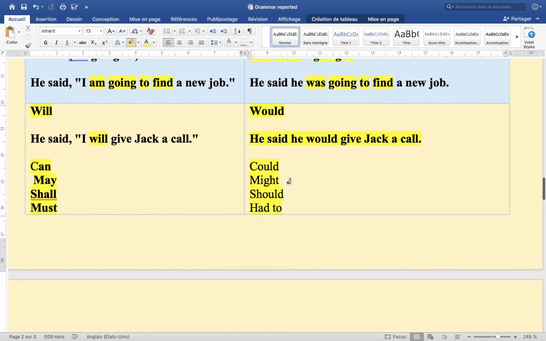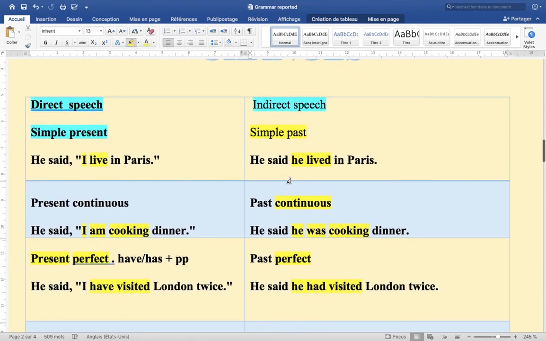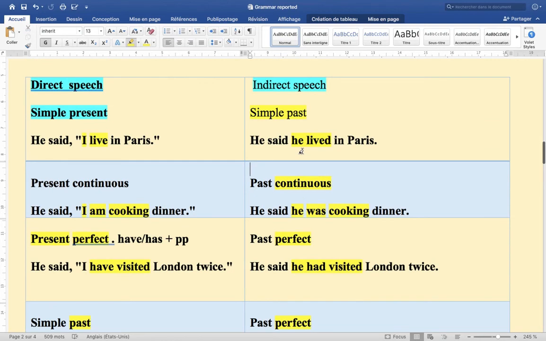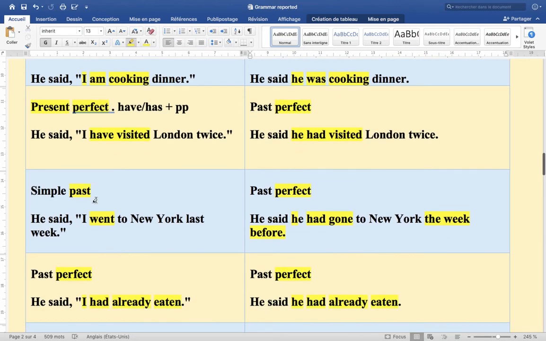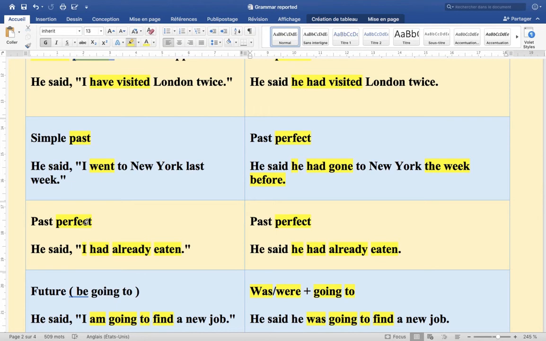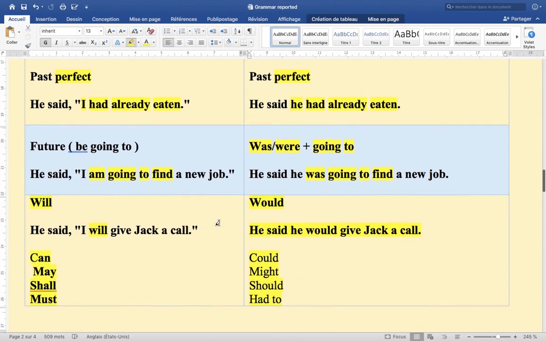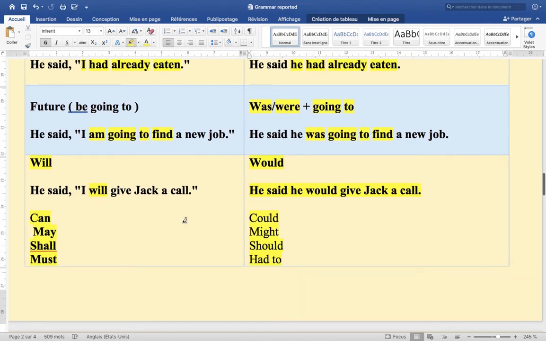So this is the thing about tenses. When we have tenses, this is the change method that we are going to use. Simple present in direct speech is going to be simple past in indirect. Present continuous in direct speech is going to be past continuous in indirect. And when we have present perfect, simple past, or past perfect in direct speech, we are going to put them in the past perfect in indirect. When we have modals, we are going to put the past with these modals: can, could, may, might, shall, should, and must, had to.